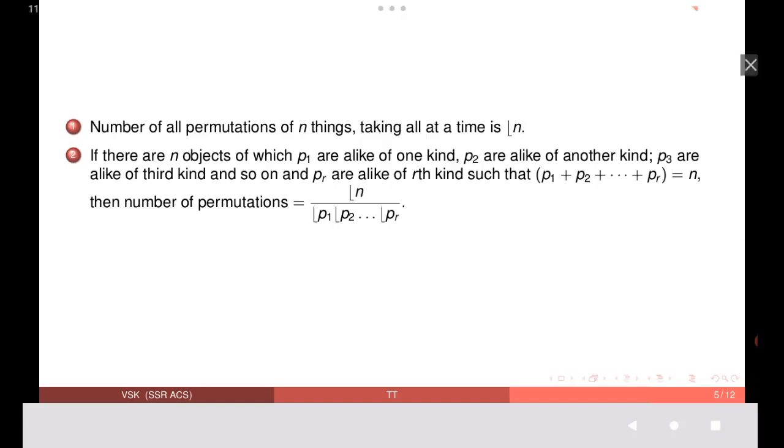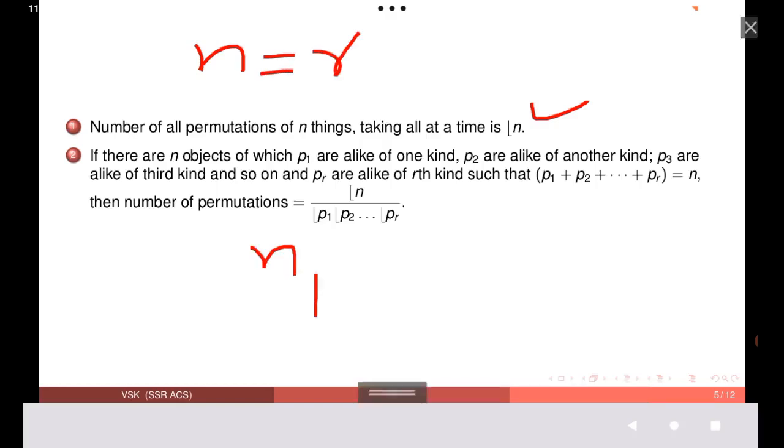Now let us see some more facts. So the number of all permutations of n things taking all at a time is factorial n. If you are given n is equal to r, that is, we have to find the value of nPn, so its value will be factorial n. So this is the first fact.